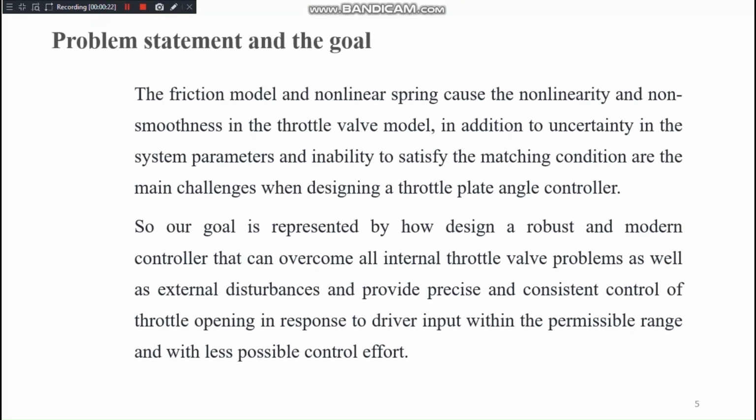The goals of the paper are to design a robust and modern controller that addresses both internal throttle valve issues and external disturbances, achieves precise and consistent control of the throttle opening, ensuring response to driver input within acceptable limits, and lastly, minimizes the required control effort.